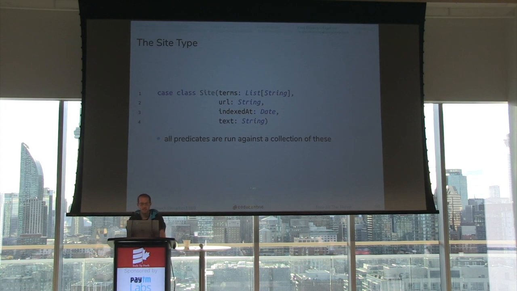Okay, so we just need a representation of websites that we can use to search. You can, for example, imagine that this is loaded from a database or whatever. And this is just a case class that has some fields like terms, URL, the indexed-at date, and the text, which is the complete text of the website, basically. And all of our predicates will be run against a collection of these.